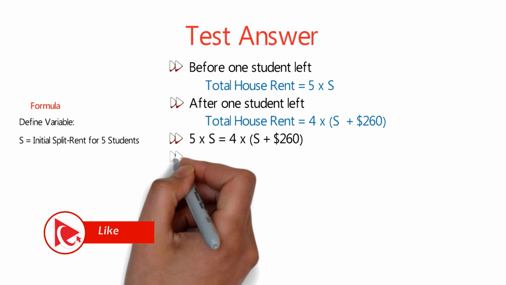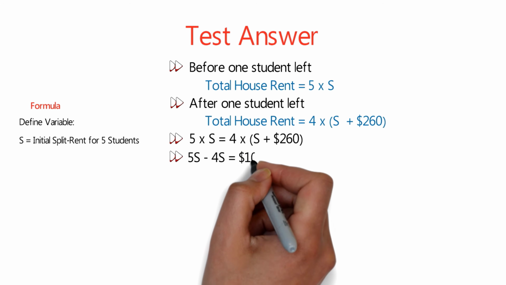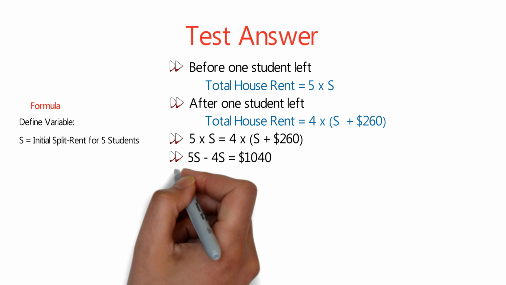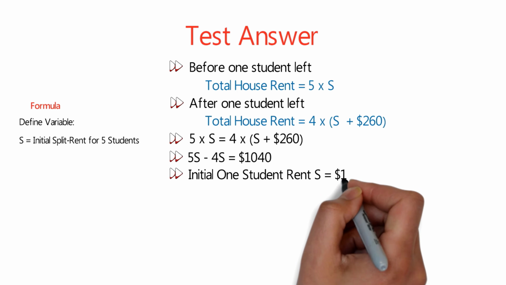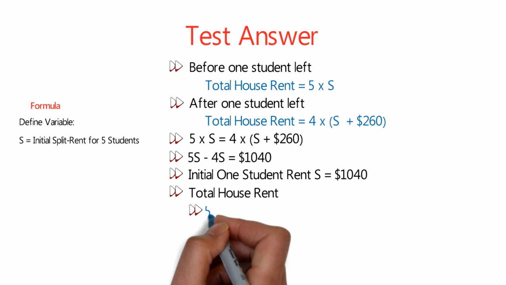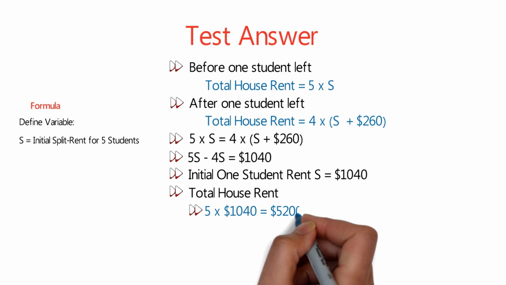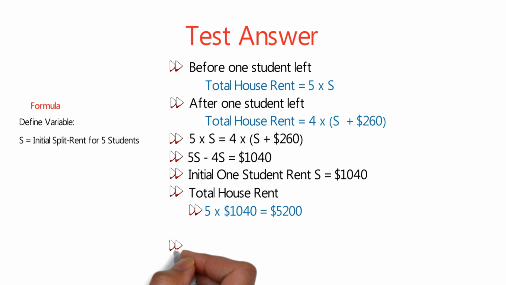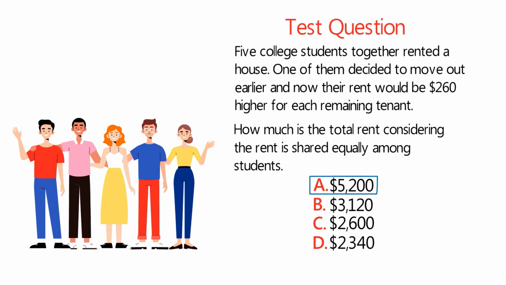Once we simplify it, we'll get the equation 5S minus 4S equals $1,040, which means that S equals $1,040, which represents the initial one student rent. To calculate total house rent, we need to multiply 5 by $1,040, and the result will be $5,200. So the answer is choice A, $5,200. Hopefully you've nailed this question and now know how to answer similar problems.